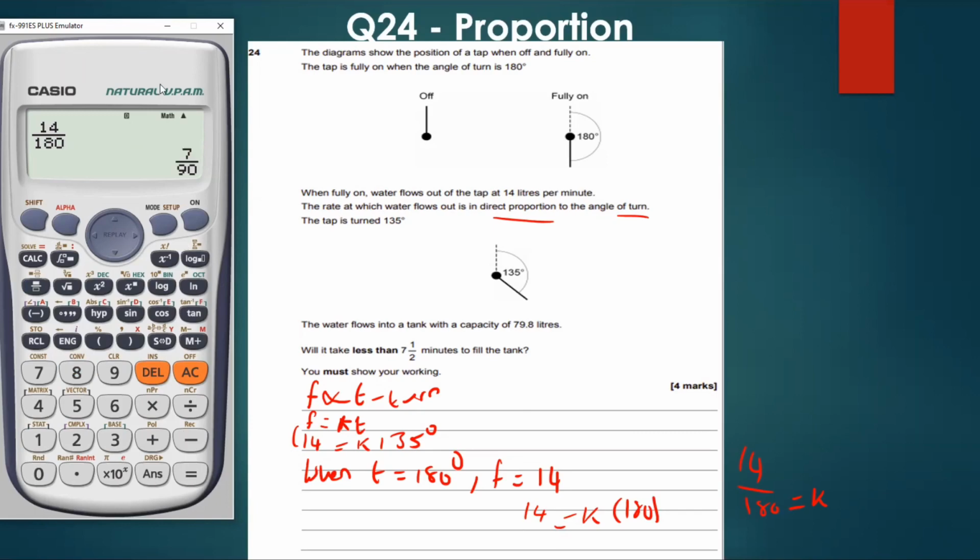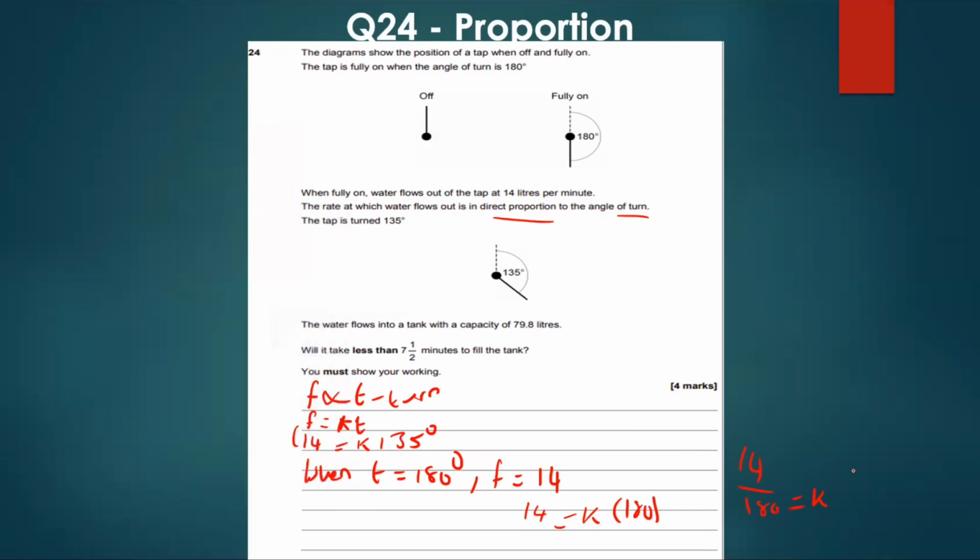That simplifies down to 790. So 790 is equal to K. So when you've got F is equal to 7T over 90, I'm just going to follow my results here. Now 7, remember, is this bit here, which is the T part for the turn, because we've just worked that out, over 90.